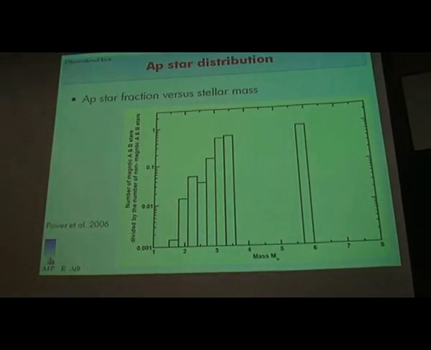And we can also ask how many A stars are actually peculiar in having magnetic fields. This fraction increases from the smaller stars to the larger stars. You get more than 10% at the end.